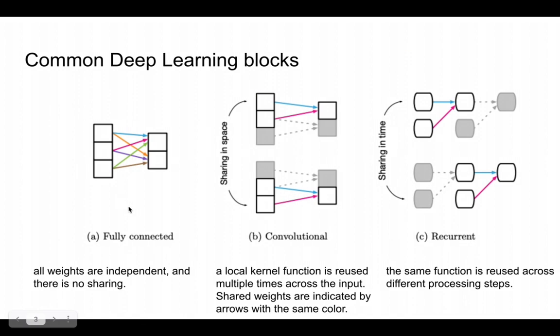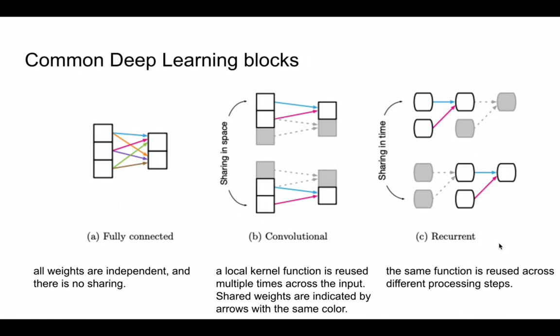When we focus on the weights, in the fully connected network, all weights are independent and there is no sharing. For the convolutional neural network, the kernel function is reused multiple times across the input. Shared weights are indicated by arrows with the same color. The blue color is used multiple times in each of the sliding kernel calculations, the same as the pink color. The same relative position of a kernel will be shared between different sliding windows.